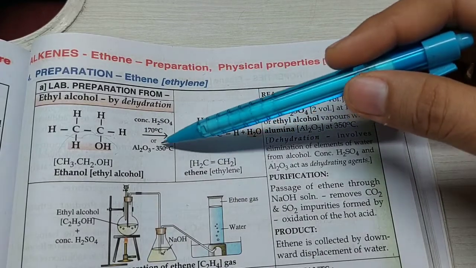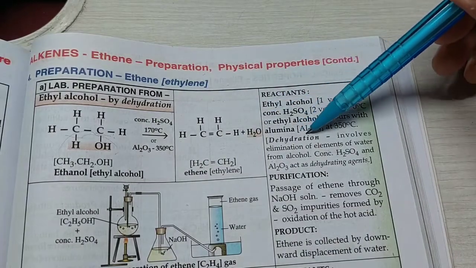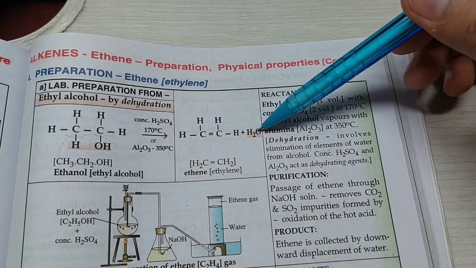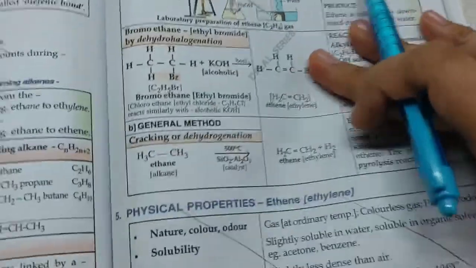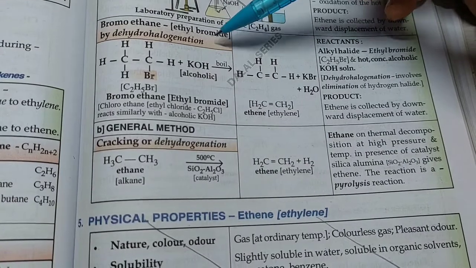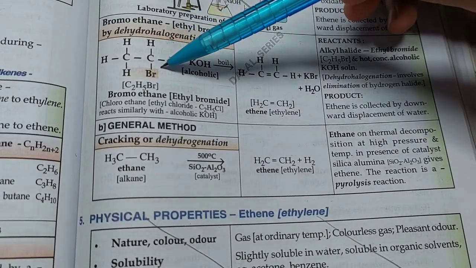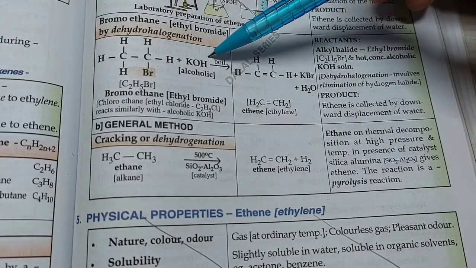We can use alumina as well. Temperatures have to be learnt. This process is called dehydration because water is being removed. Another method is dehydrohalogenation. Here we'll start with bromoethane. So again, H and Br are removed by an alcoholic KOH.